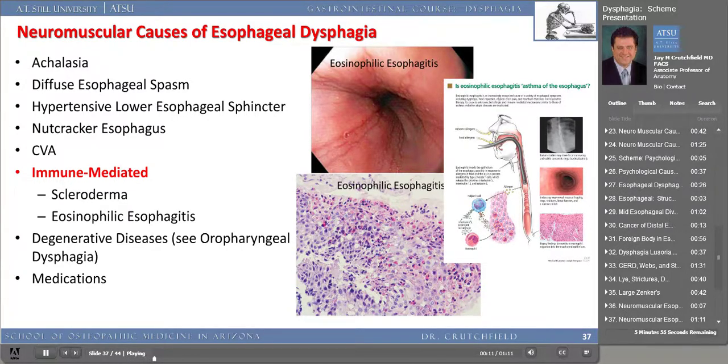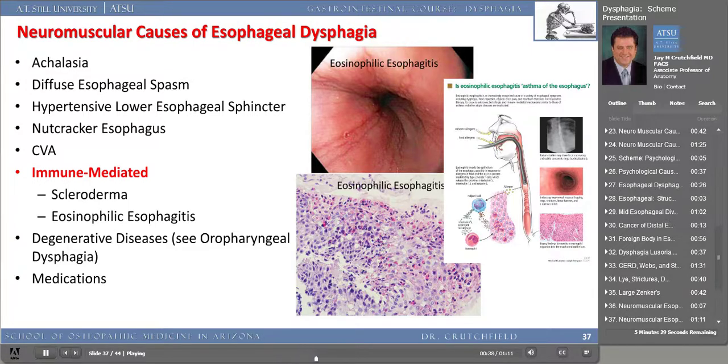There are also more unusual and rarer causes of esophageal dysphagia, such as nutcracker esophagus, often difficult to ascertain whether the patient has nutcracker esophagus or is suffering from a heart attack, diffuse esophageal spasm, where the entire esophagus goes into spasm, or a hypertensive lower esophageal sphincter, which can sometimes look like achalasia.